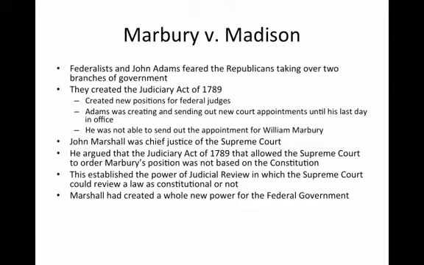So right before the election of 1800 had finished, John Adams began creating and sending out new court appointments until his last day in office. He was not able to send out the appointment that he had made for William Marbury. So the case came all the way to the Supreme Court, where John Marshall, a Federalist, was Chief Justice.